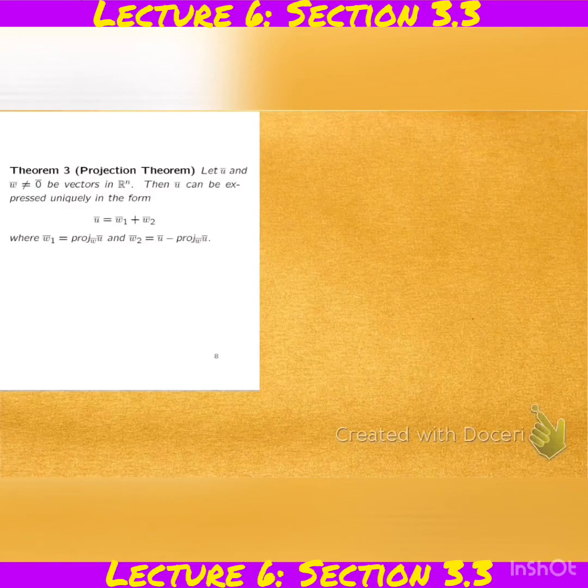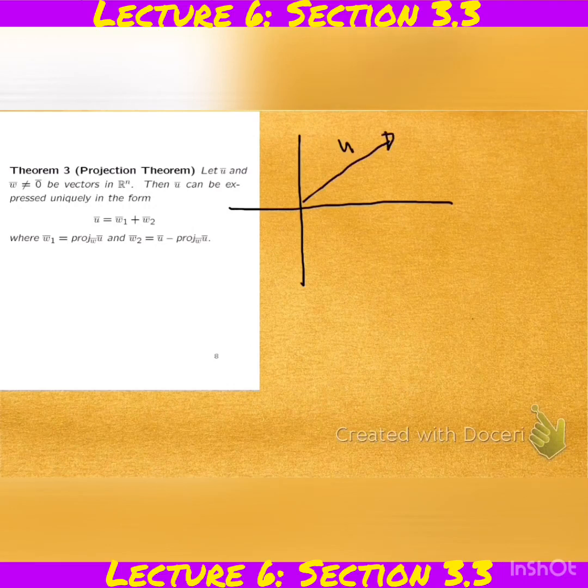Okay, let's look at the projection theorem. The projection theorem has some very nice applications, specifically calculating distances between points. So how does it work? What we are given here is the vector u, and now the question becomes the following. There's the vector u, and the vector w is given.